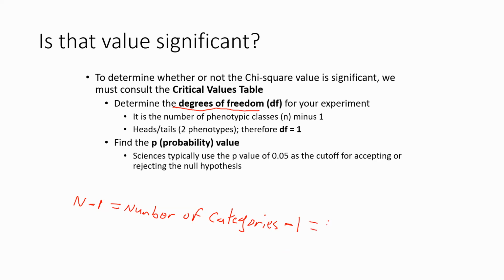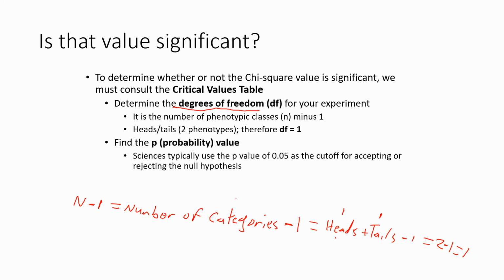You can either have heads for the coin and tails, right? And we minus 1 from that. So we end up now, of course, with 2 minus 1. So we have 2 categories, heads and tails. So that's 1 plus 1, which gives us 2 minus 1, okay? So that is degrees of freedom equals 1, okay?